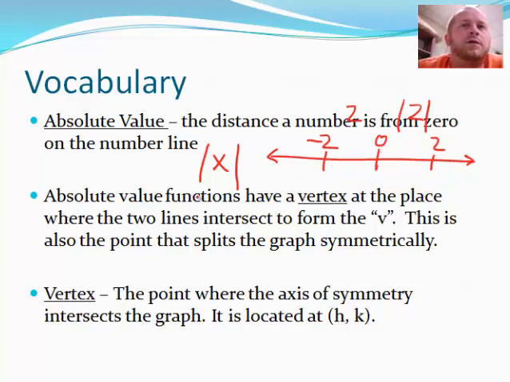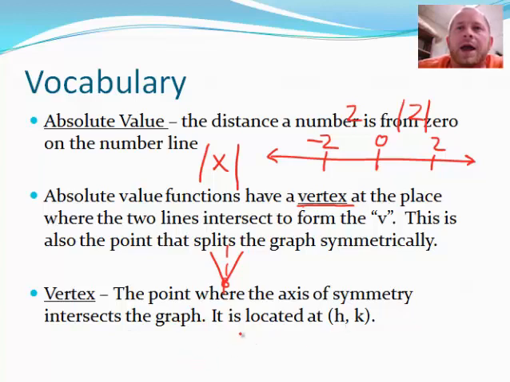Okay, the absolute value functions have a vertex. This is your key word here. Vertex is at a place where the two lines intersect to form their V. So as you have a shape, your vertex is the center piece right here. Okay, this is also the point that splits the graph symmetrically, which means splitting it perfectly in half. Each side is going to be the same on both sides of that line. Okay, your vertex is a point on its axis of symmetry that intersects the graph.